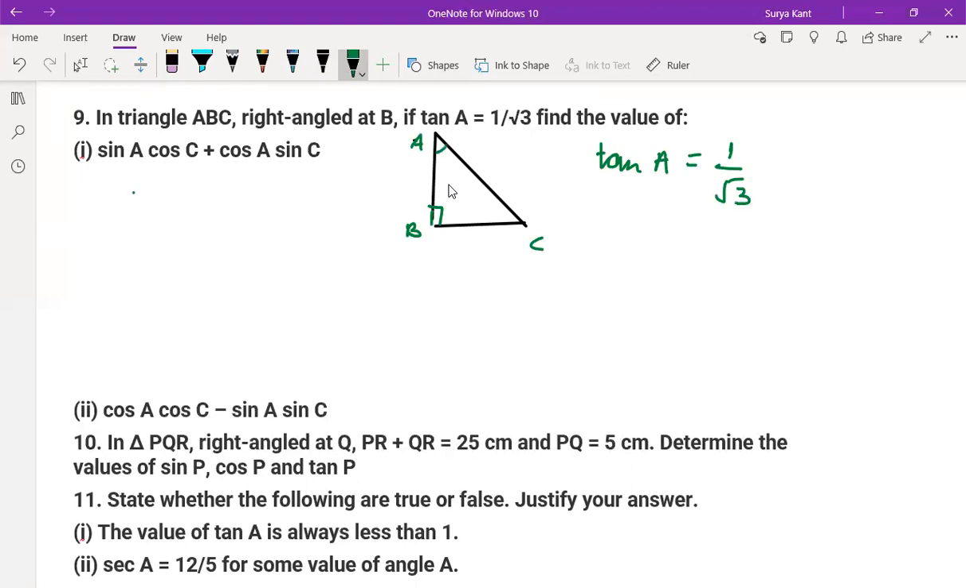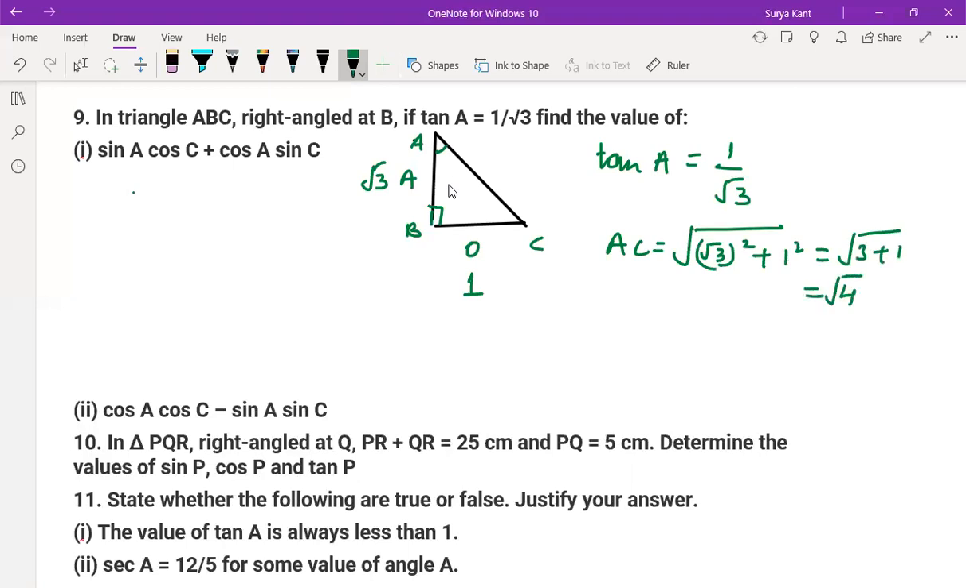If tan A you are talking about this one, then this is O and this is A, right? So O is 1 and A is root 3. So you can find this AC. So AC is equal to root over root 3 whole square plus 1 whole square. So root over 3 plus 1, that is root over 4, which is equal to 2. Is it clear? AC is clear, how we got 2.